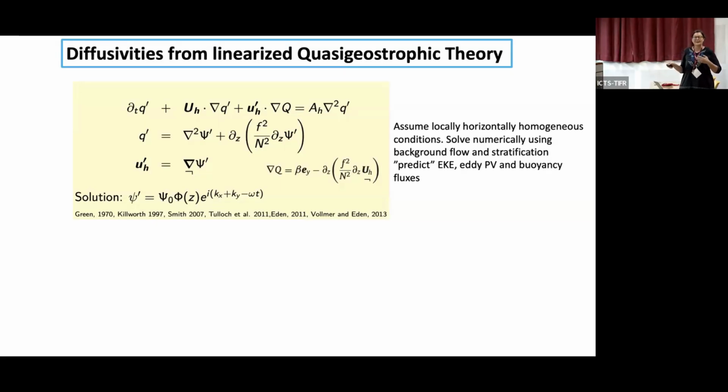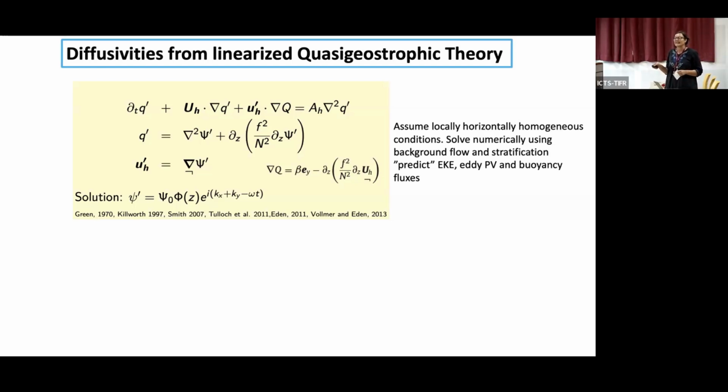Okay, I think I'm actually slower than I thought I would be. But I want to connect now this Lagrangian diffusivity to the PV diffusivity that's diagnosed from quasi-geostrophic linearized theory. So we've already seen this QGPV equation. Here you have a mean background current and a stratification that depends on depth, and you have your eddy PV. Now we're assuming, in a WKB kind of sense, locally horizontally homogeneous conditions. So we're assuming that this horizontal velocity and also the stratification vary slowly horizontally.